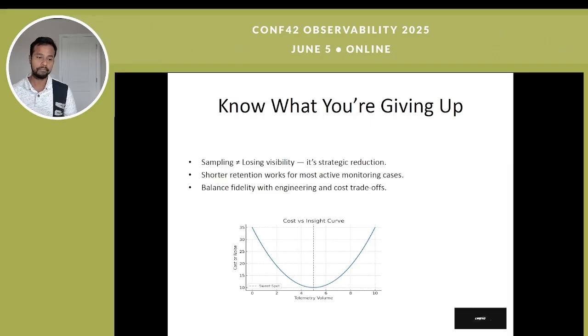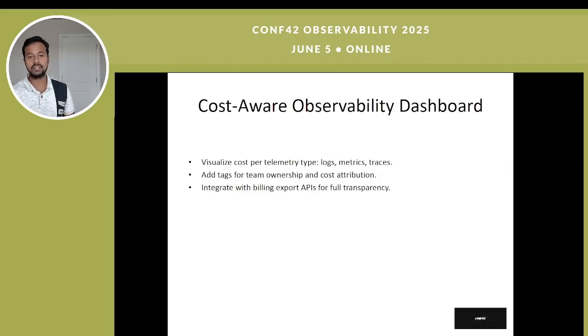Like I discussed, now we want to discuss how you implement this at your organization and your team. First off, you have to have a cost-aware observability dashboard. You have to visualize this cost per telemetry type, like I showed in some of this.